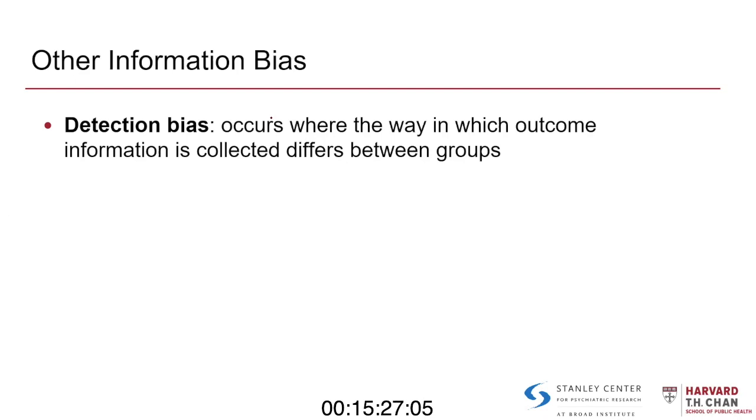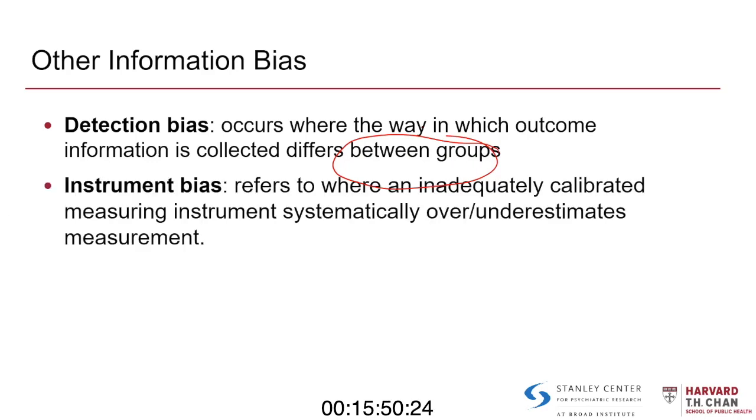Another type of information bias is detection bias, which could occur where the way in which outcome information is collected differs between groups. So if you have, for example, a psychiatrist assessing cases and a research assistant assessing controls, you may have an issue of detection bias. We could have an instrument bias. This is when you have instruments that are inadequately calibrated, systematically underestimating or overestimating. So this is something that we oftentimes try to do, checking the reliability of instruments at the beginning of a study.